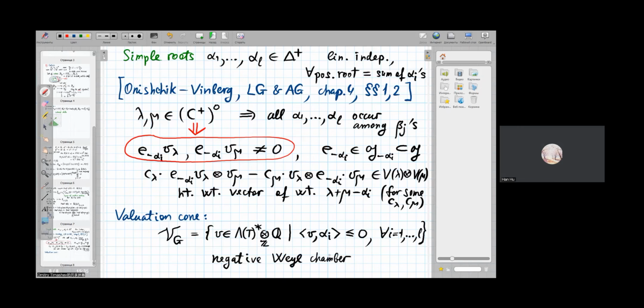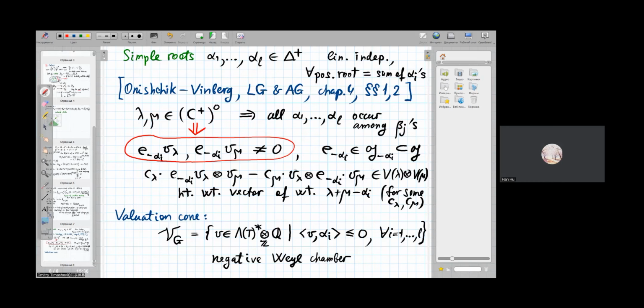Because the positive Weyl chamber, which we denoted C plus, sits in the space spanned by characters, by the lattice Lambda of T. And this cone sits in the space spanned by the dual lattice, by the lattice of co-characters. So we have Weyl chambers both in the linear span of the lattice of characters and in the linear span of the lattice of co-characters in the dual space. So the valuation cone will be the negative Weyl chamber in this dual space. Okay, so I have to stop now. If you still have questions, I'm ready to answer.